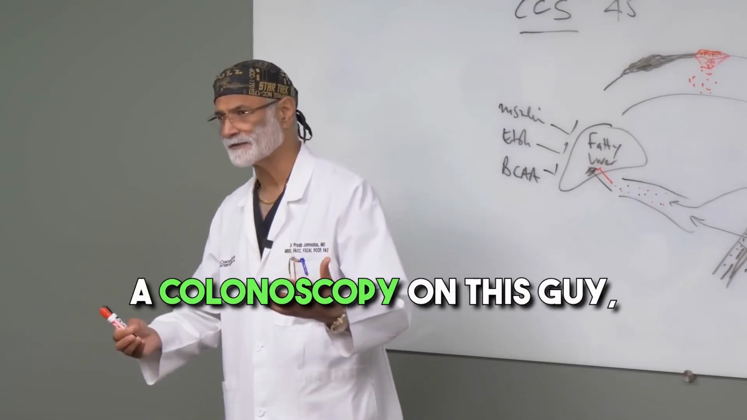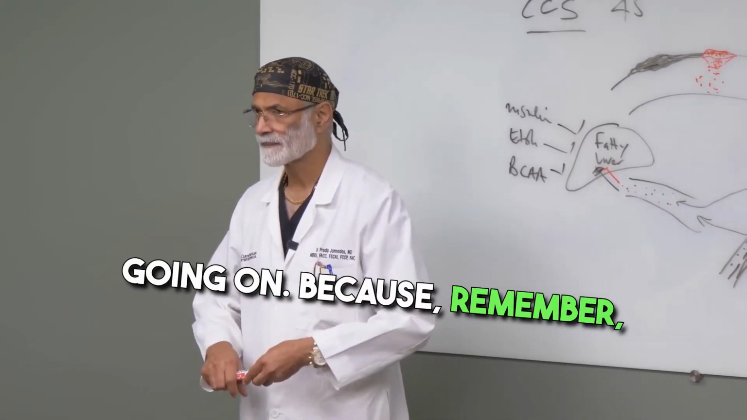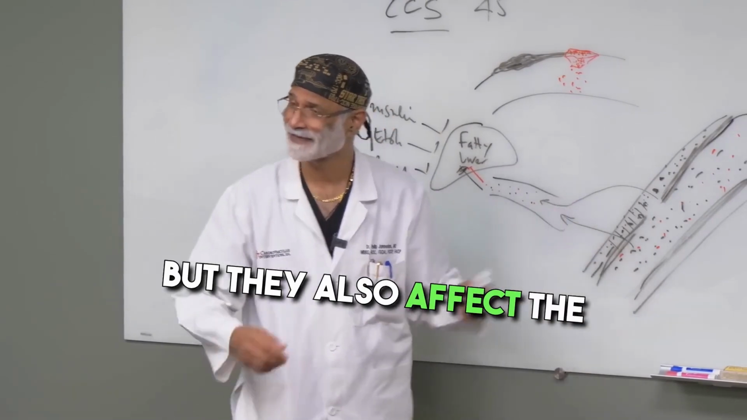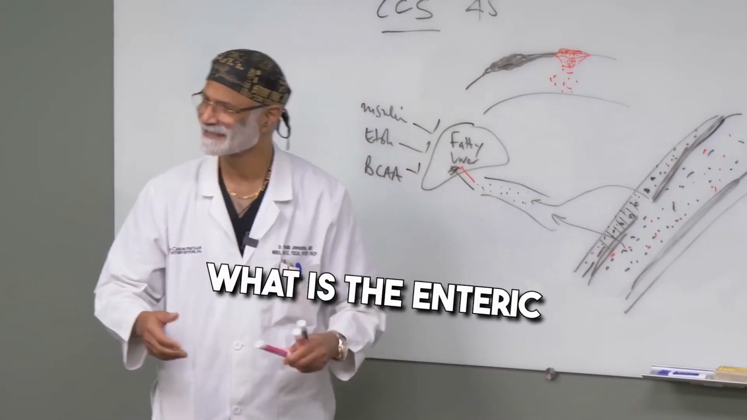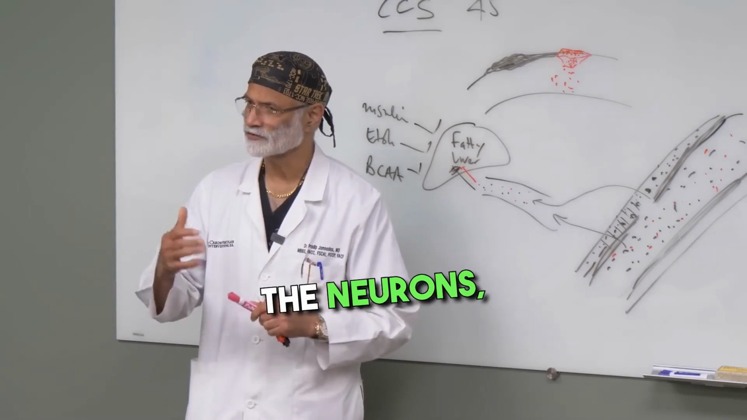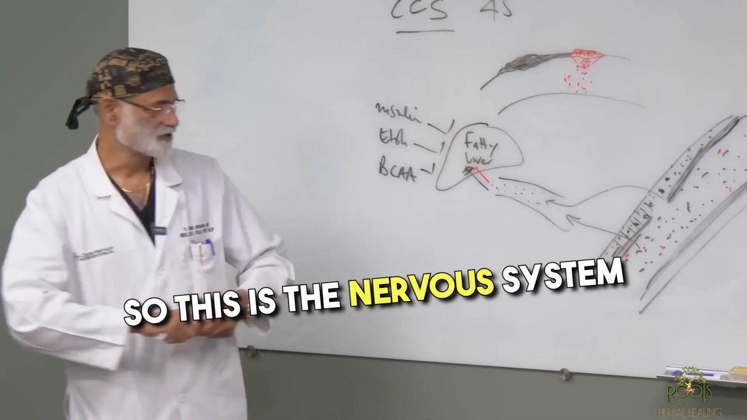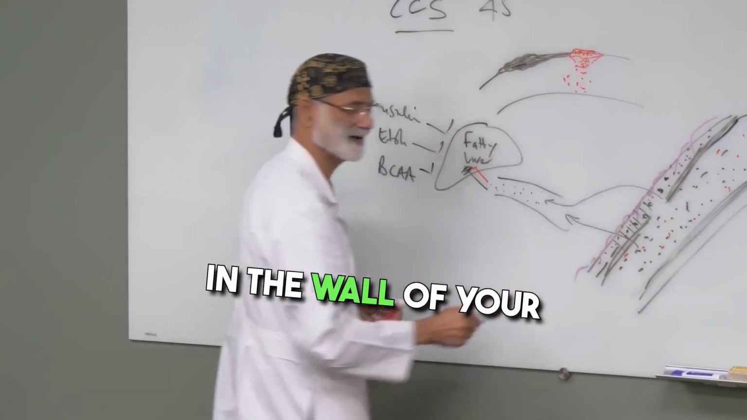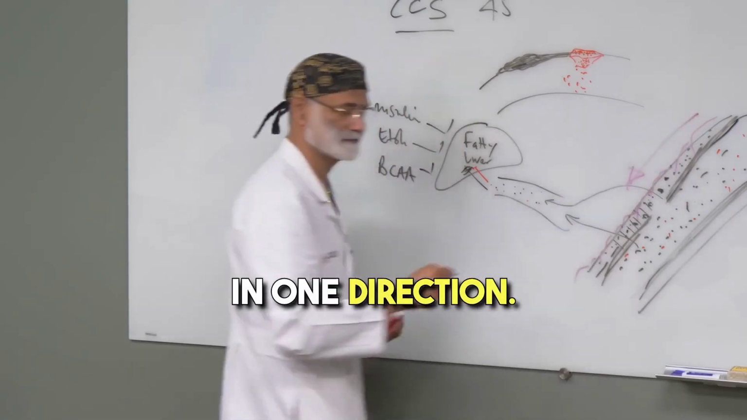Now, the thing is that if you do a colonoscopy on this guy, what are you going to find in there? You're going to find nothing. But it's functionally what's going on. Because, remember, these bacteria in your gut not only do this mischief, but they also affect the enteric nervous system of your gut. What is the enteric nervous system? It's the second largest brain you got. The number of neurons in your brain is the highest. Second highest is in your gut. So this is the nervous system in the wall of your gut. And hopefully, if it's working properly, it keeps the movement in one direction.